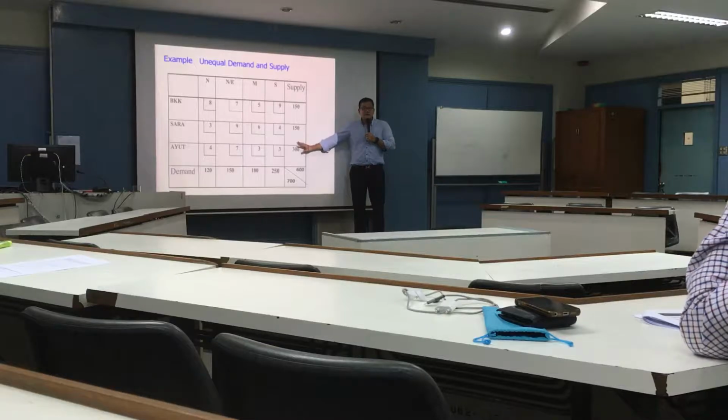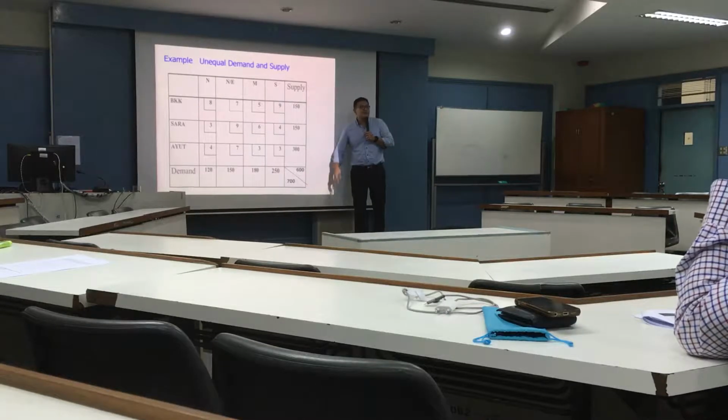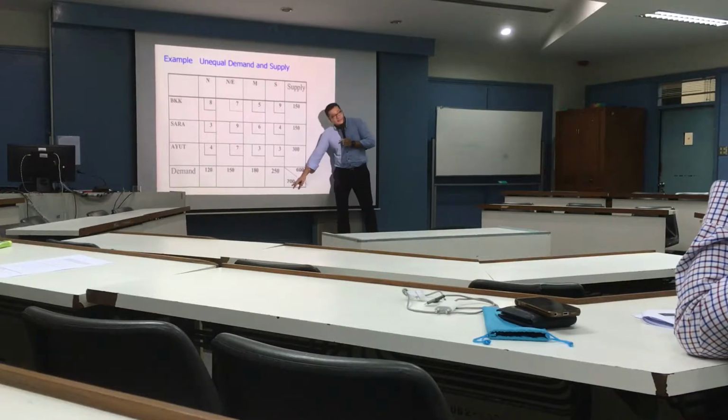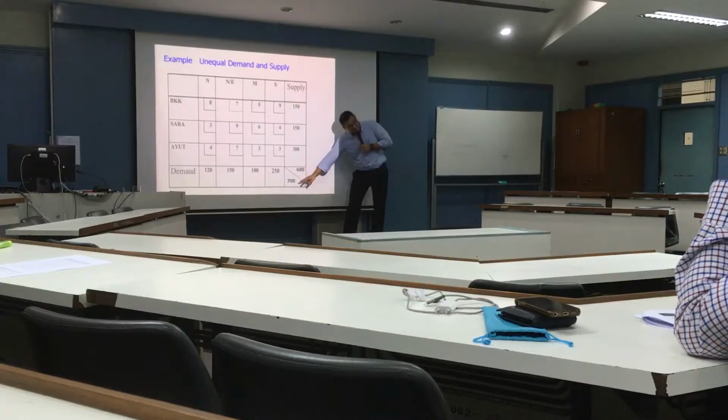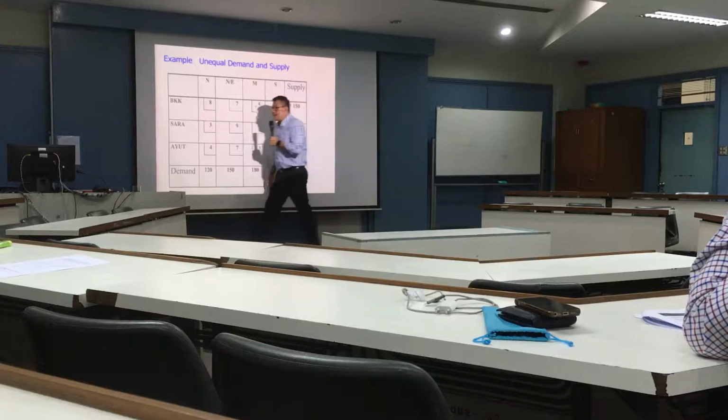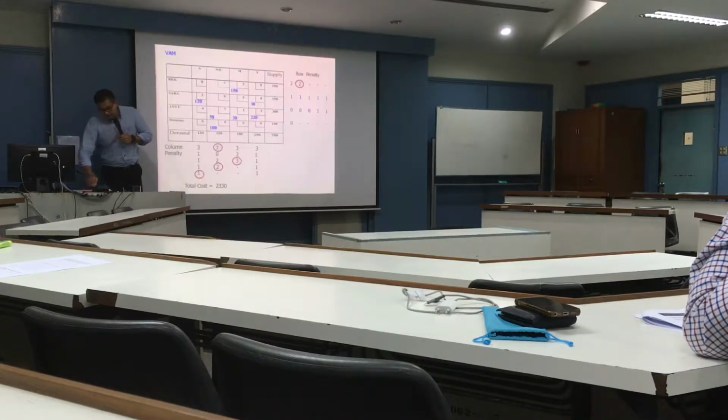So in order to deal with this problem, we just assume that they are equal. Firstly, you need to consider which side is greater. In this case, demand is 700, supply is 600. Demand is greater than supply, right? So it means that you don't have enough product to deliver. So then we assume one more factory, and that factory we call the dummy factory.